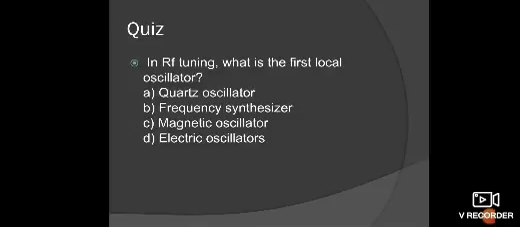So in the RF tuning section, what is the first local oscillator? The options are quartz oscillator, frequency synthesizer, magnetic oscillator, electric oscillator. What is the answer? That is B, frequency synthesizer. Okay, this is the first local oscillator.